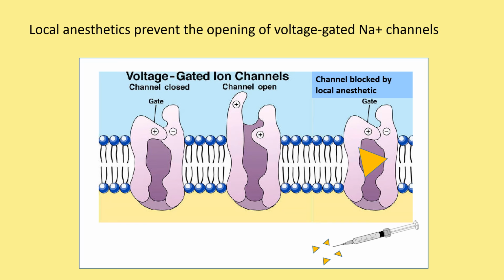Here's a way to visualize how a particular local anesthetic works. On the left side of the image, we see normally functioning voltage-gated ion channels, right? Depending on membrane potential, the ion channel could be closed or the ion channel will open at a different membrane potential. Well, when we inject a local anesthetic, the anesthetic molecules can bind to and block the voltage-gated ion channel, whether it's a sodium ion channel or a potassium ion channel.